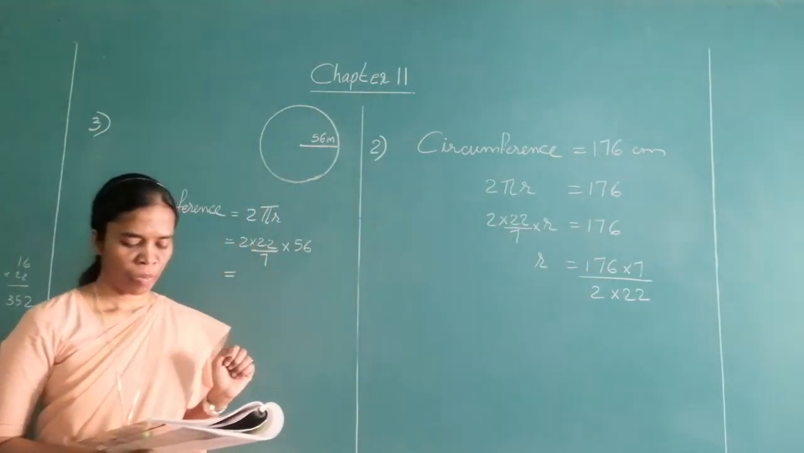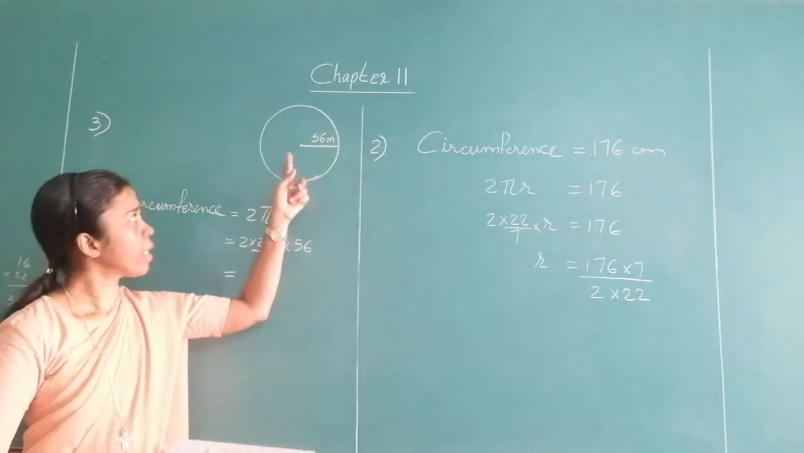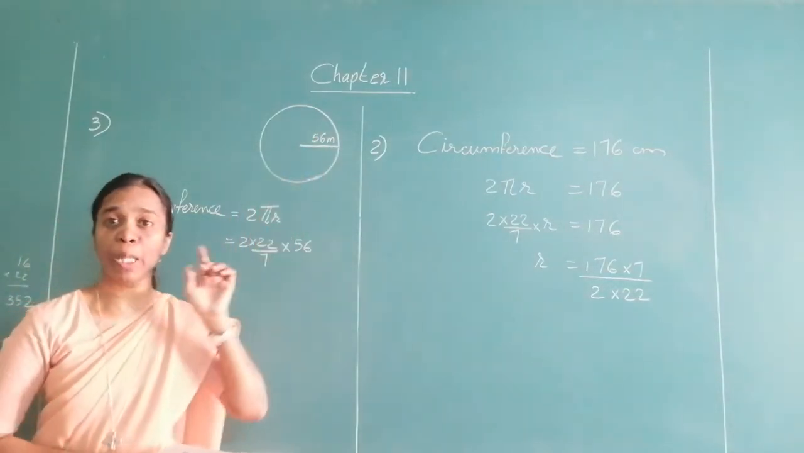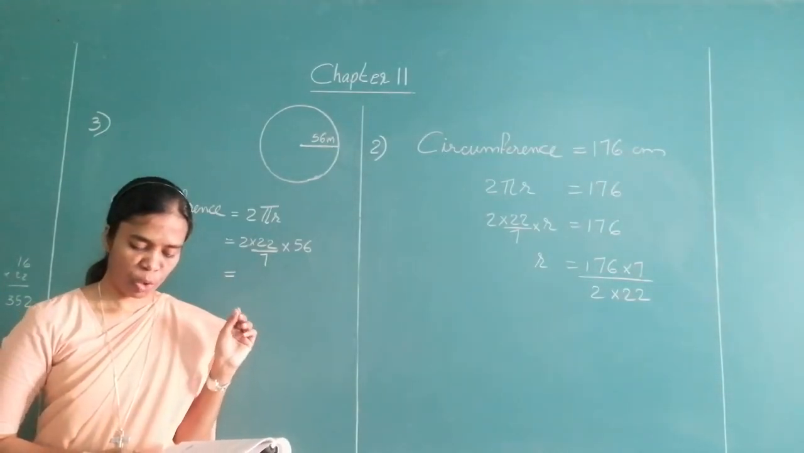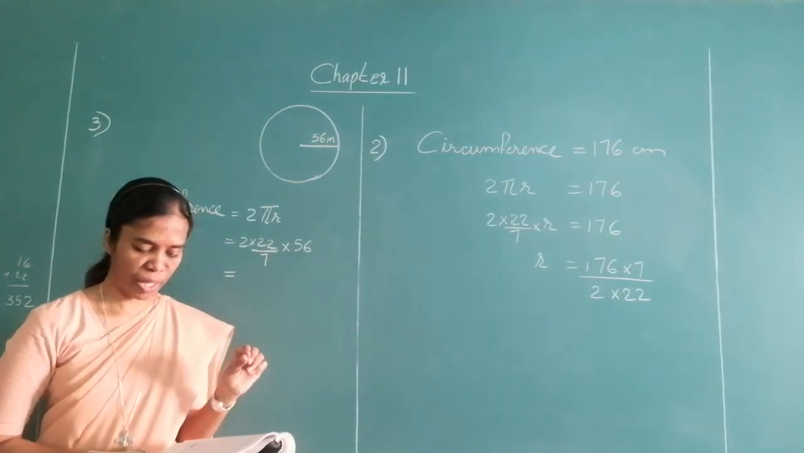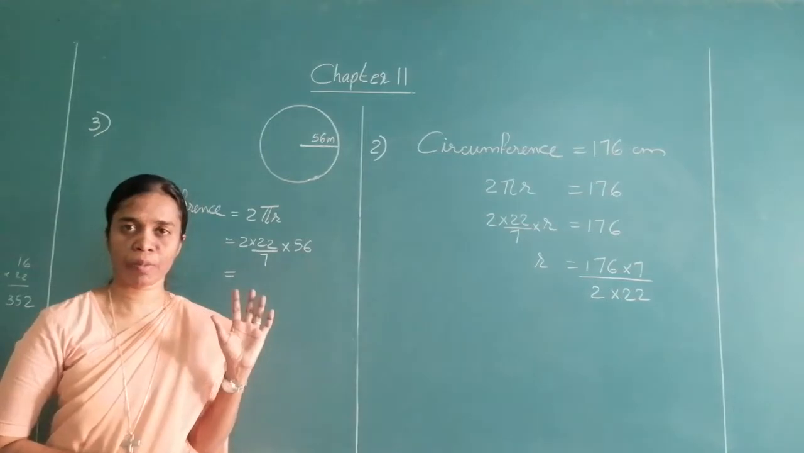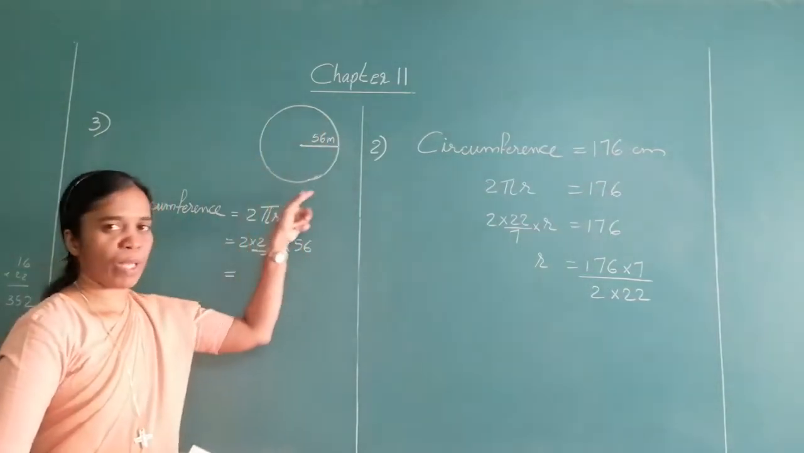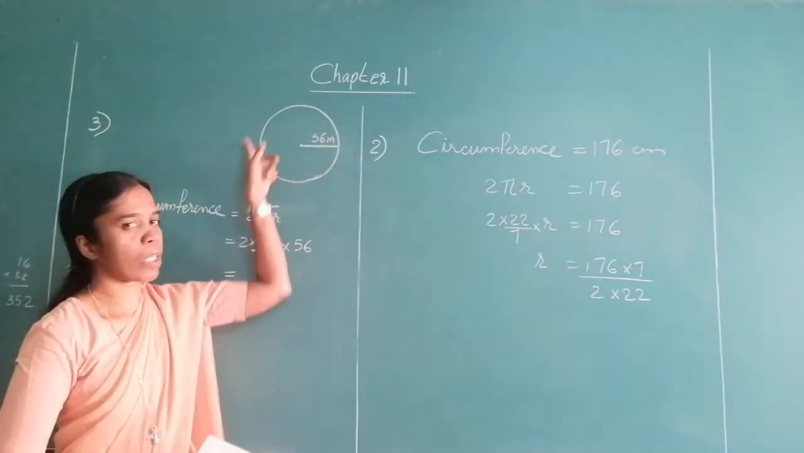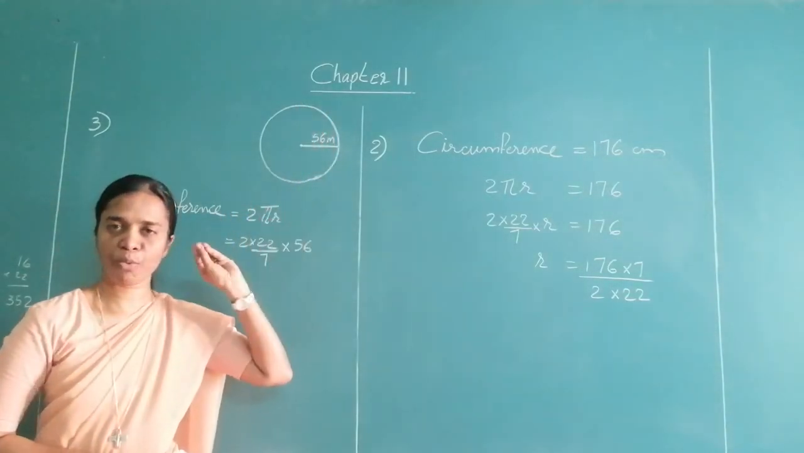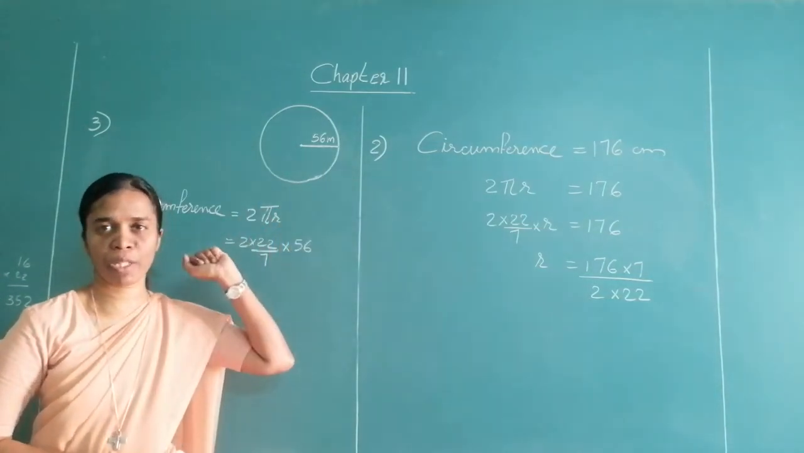Question number 3. The radius of a circular garden. You have a circular garden. Radius is 56 meter. Okay, not centimeter, meter. What would it cost to put up a 4 round fence around this garden at a rate of 40 rupees per meter? Now, to put a fence, how many rounds? 4 rounds. Now, 1 round is what we call the circumference. So, 4 rounds means 4 into circumference.